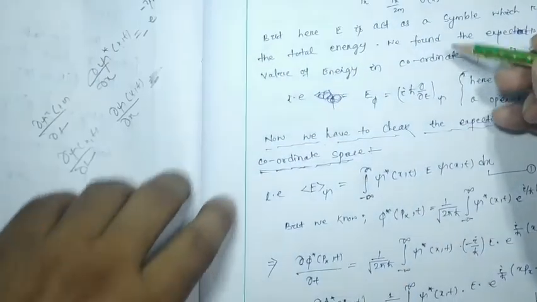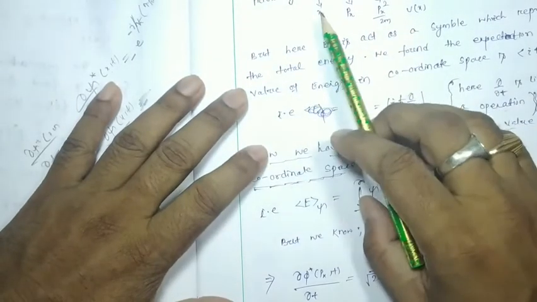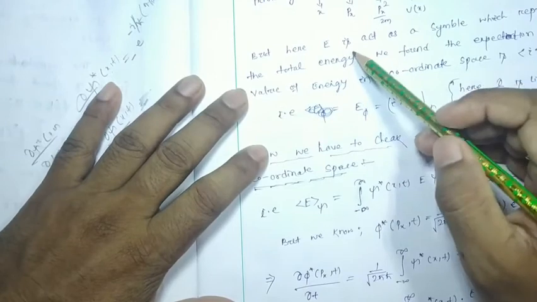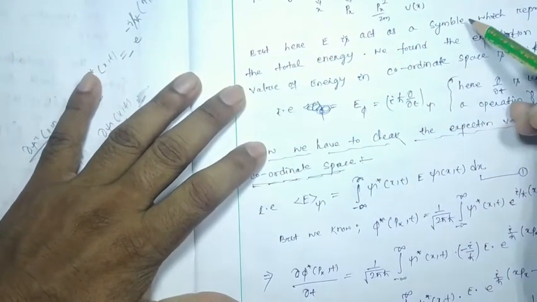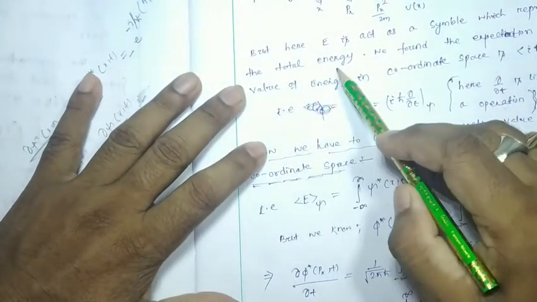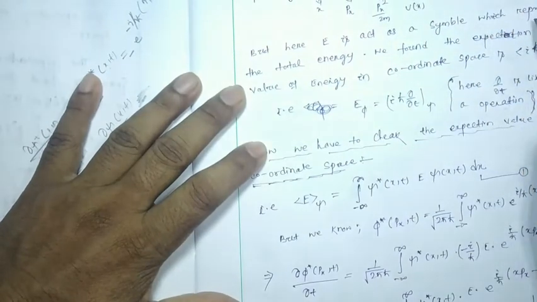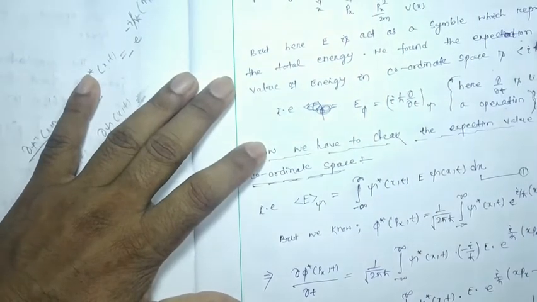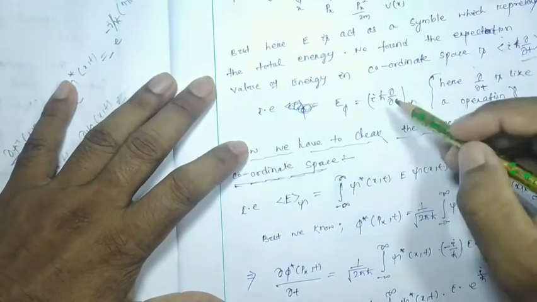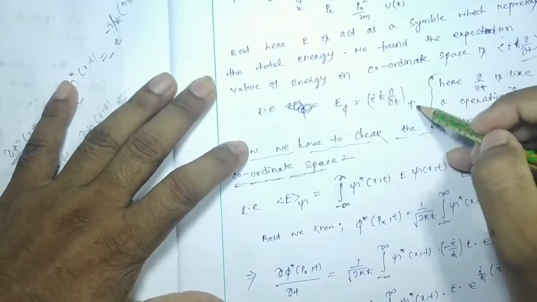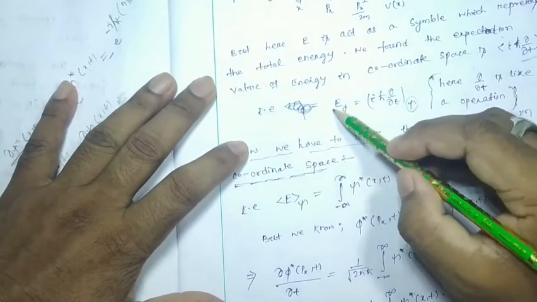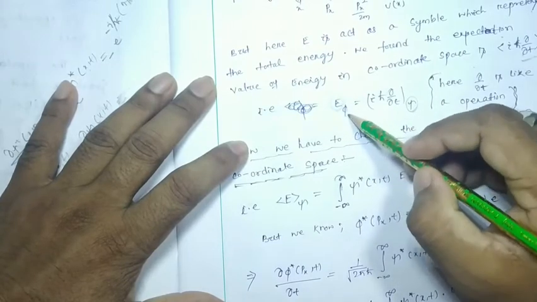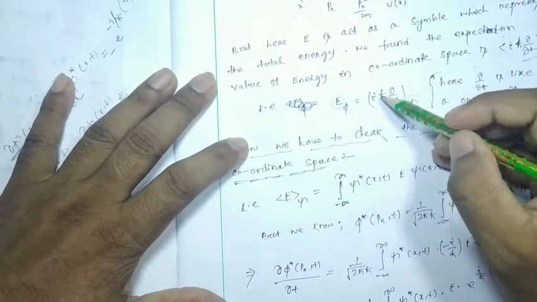So the same thing I have written here. Previously, for x and px we had the formula like this, but here E acts like a symbol which represents the total energy. However, we found the expectation value of energy in coordinate space is i h cross del by del t. Here i h cross del by del t in coordinate space. Okay, so here E phi, the operator in phi in momentum space, is nothing but i h cross del by del t.